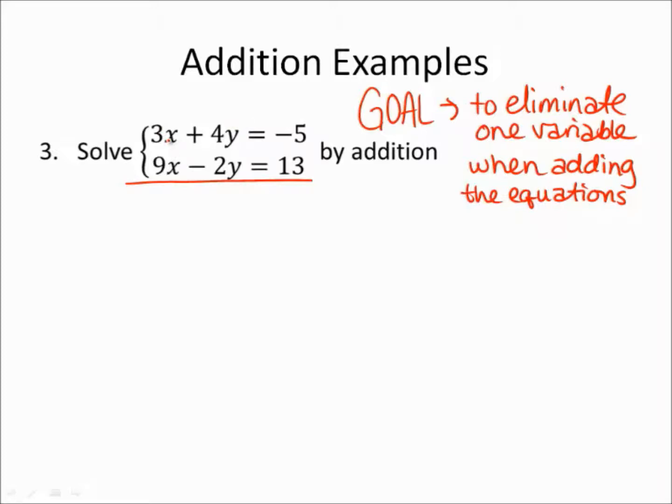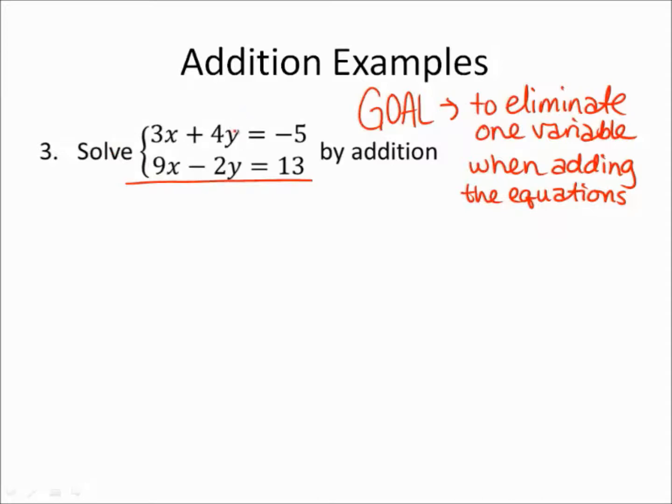If you try to eliminate the x, you'd have to either multiply the top by -3, because that would make that a -9, or you'd have to divide the entire bottom by a -3, which won't work. So we could multiply the top by -3. That's one option. You can try that and see how it works.